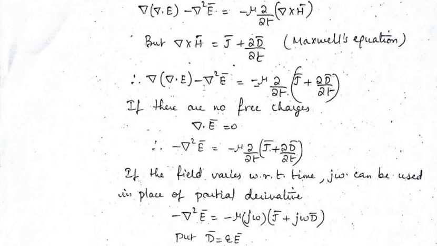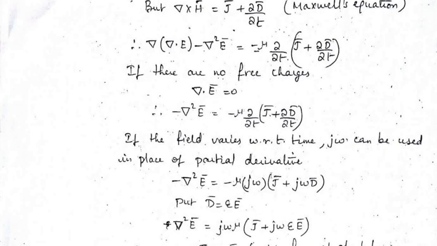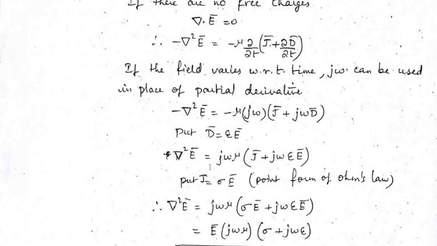So these are the terms left. Minus del square E is equal to minus mu dou by dou t of J plus dou D by dou t. Now here we can use a substitution. dou by dou t can be replaced with j omega if the field varies with respect to time. So put j omega in place of dou by dou t and simplify this equation. So we get del square E is equal to j omega mu into J plus j omega epsilon into E.